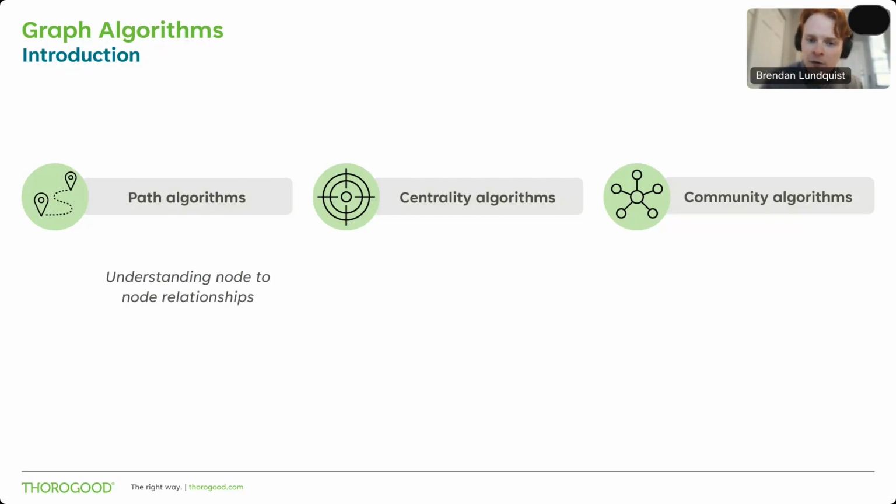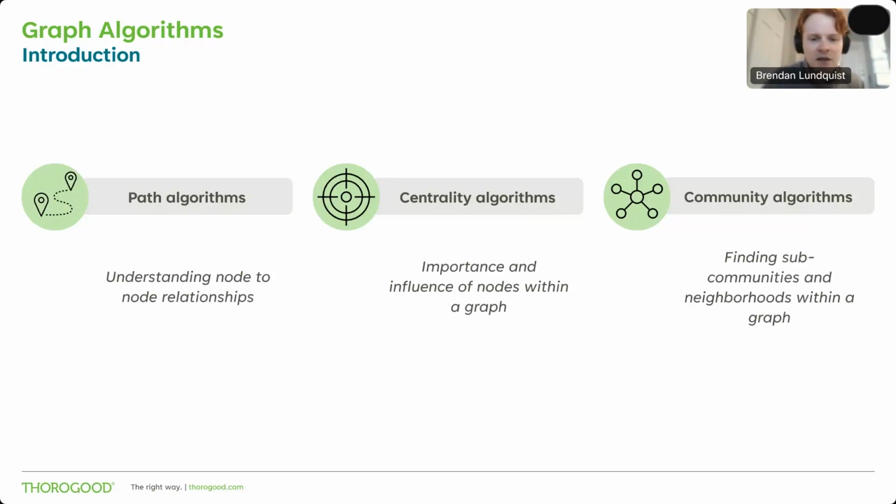First, we have a path algorithm, which will traverse through a graph, identifying optimal and efficient routes to get from node A to node B. Then we have centrality algorithms, which are more so measures of popularity or influence within a graph and their respective impact on the graph as a whole. And lastly, community algorithms take into account nodes and their relationships with one another to identify communities and related nodes.